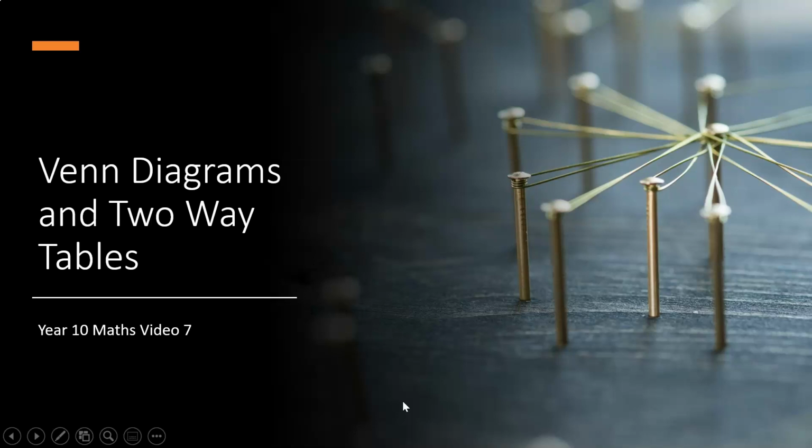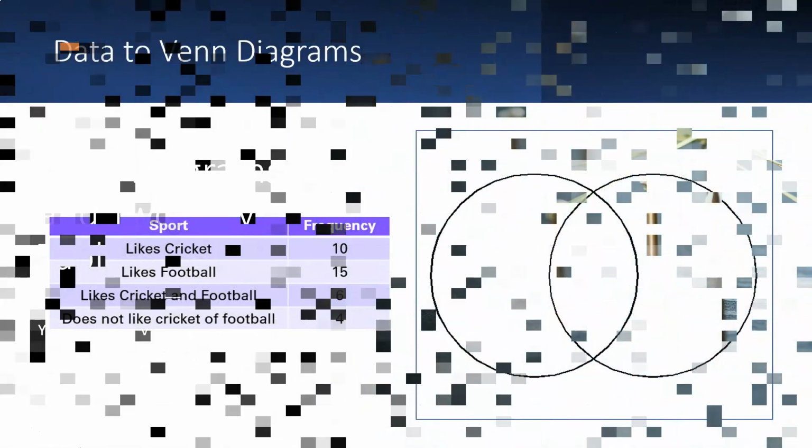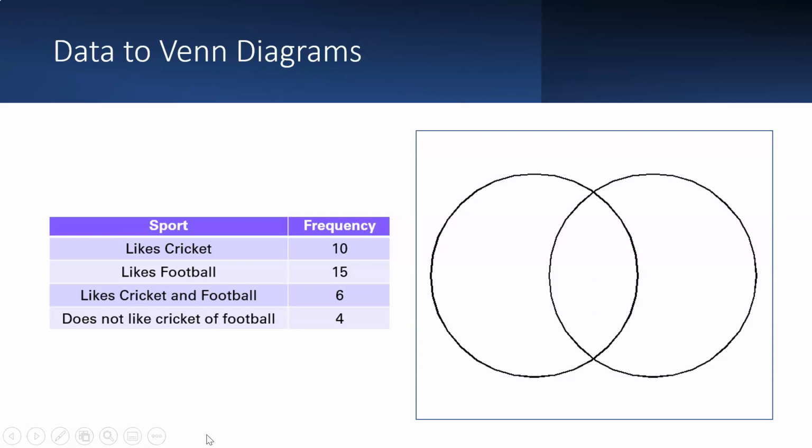Welcome to video 7 on our Year 10 probability video series. In this video, we're going to recap Venn diagrams and two-way tables. So, first of all, you need to know how to put data into Venn diagrams.